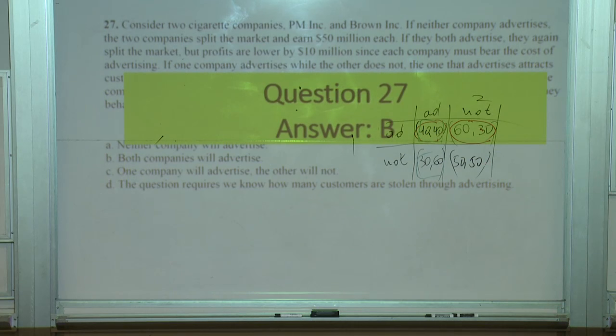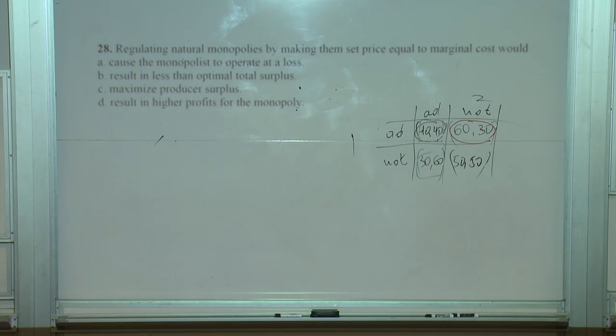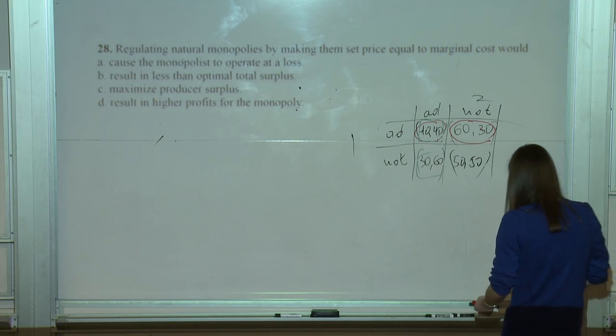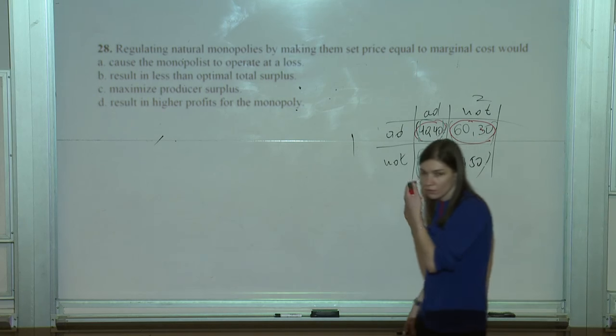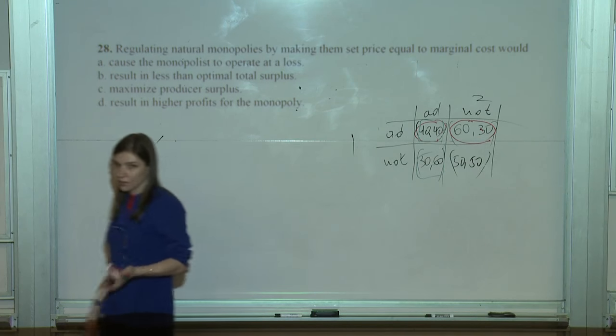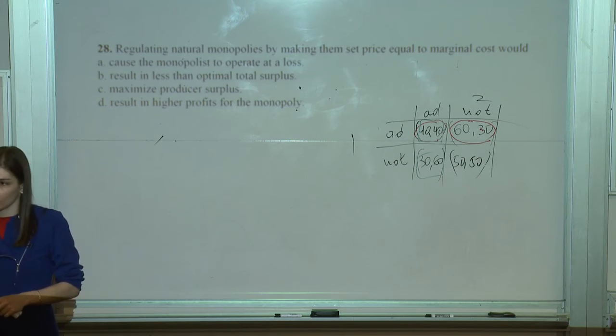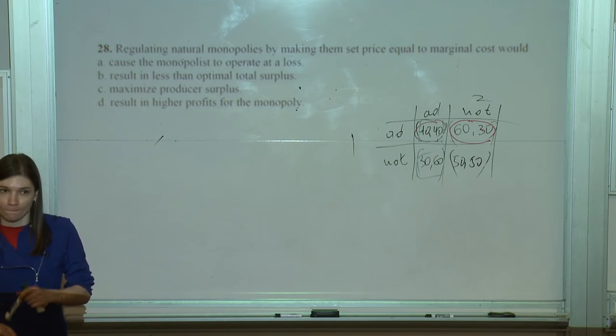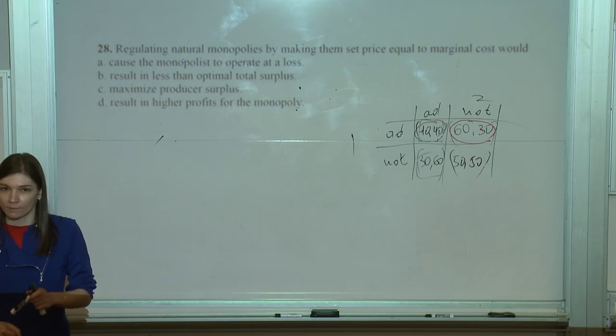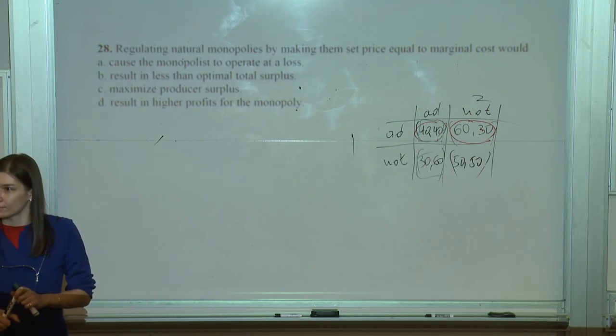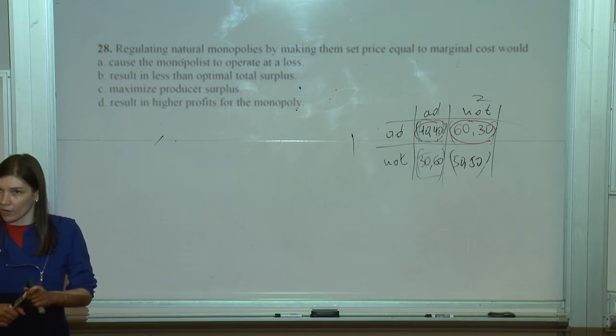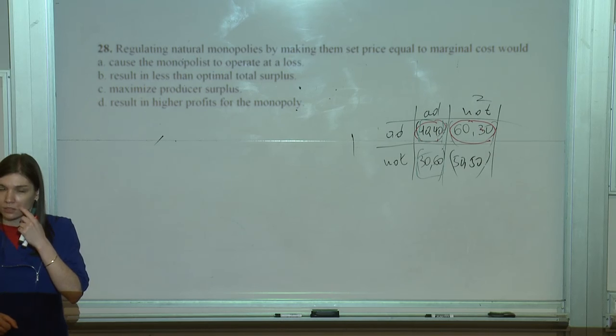All right, B. 28. Regulating natural monopolies by making them set price equal to marginal cost would cause what? All right, so what was the characteristic of a natural monopoly? What creates a natural monopoly? Could be high fixed costs. Okay, high fixed costs, which results in a natural monopoly.